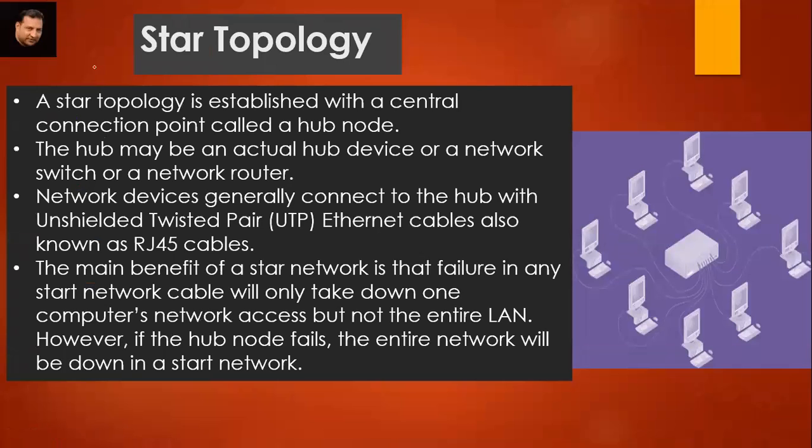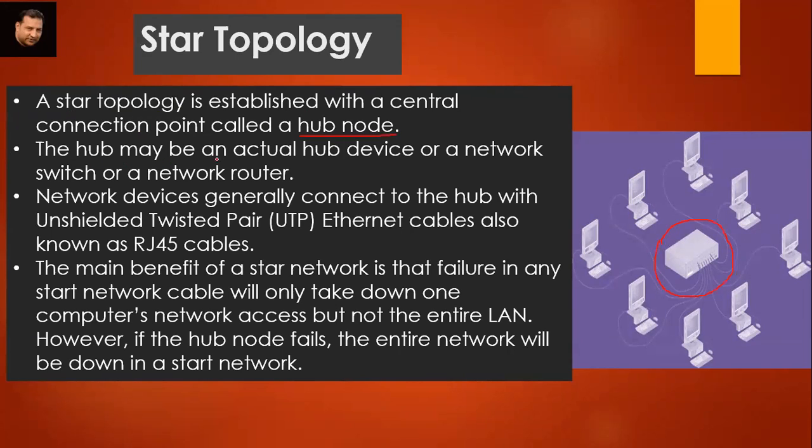So let us start with star topology. A star topology contains a central hub. As you can see in the image, this is your central hub, a device which is used to connect each and every node. So this is your central hub. Let us see some points of star topology one by one. A star topology is established with a central connection point called a hub node.